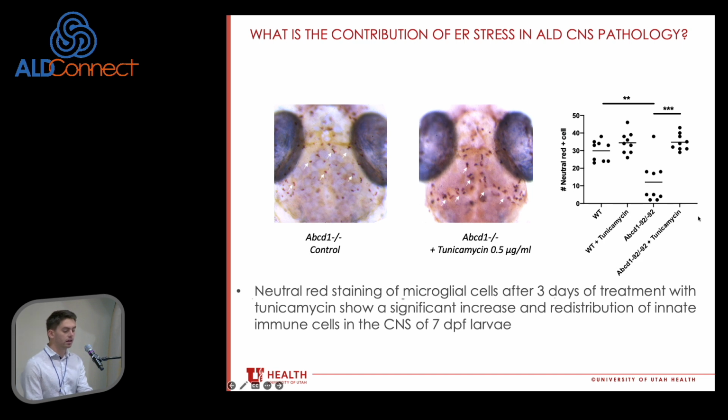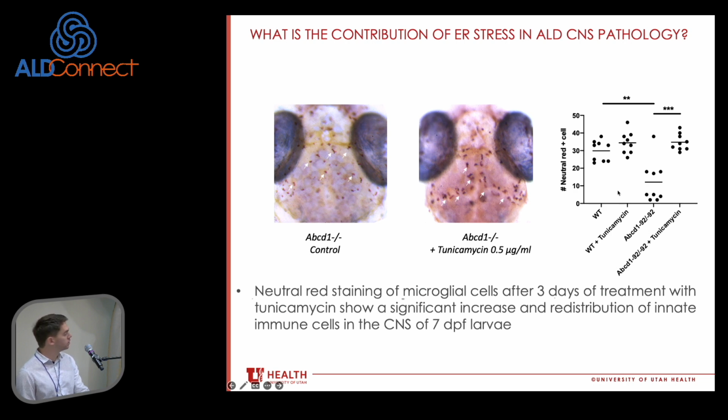So finally, I also investigated the effect of tunicamycin on the innate immune response in the brain in ABCD1 mutant fish, and I used this living dye called Neutral Red, which stains for microglial cells and infiltrating macrophages. And we observe this very important redistribution here on the left of immune cells, which seems to be surrounding the major arteries in the fish brain.